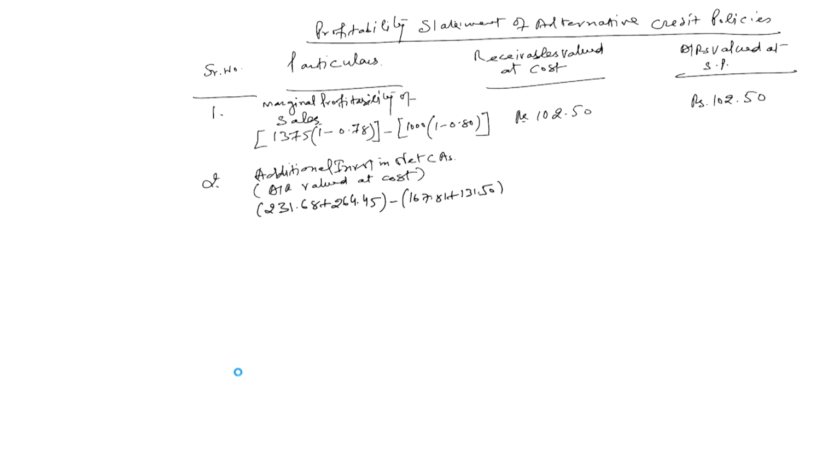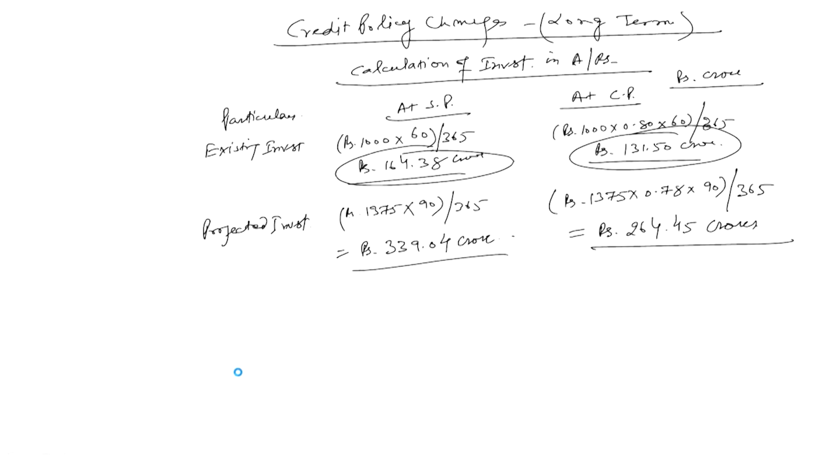So this is the new investment minus old investment. The old investment, if you look at the 167, we have calculated as 131.5 crores, that was in the accounts receivables investment. Earlier this investment was there, and the existing investment which we had calculated was 164.38. In this case, this investment is at the cost price 131.5 and at the selling price 164.38.